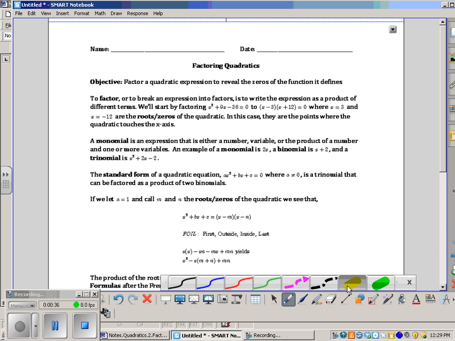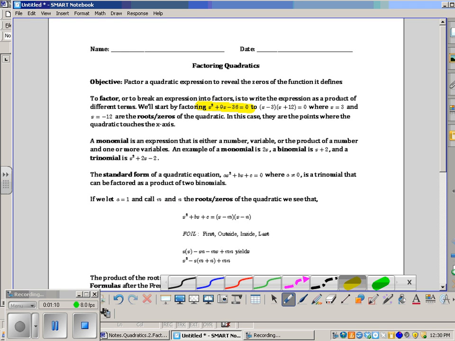Factoring basically means if you take an equation like here, x squared plus 9x minus 36, and you break it into terms. So it says here to factor is to break an expression into factors, which means to write the expression as a product of different terms. So the factors in this equation that I just highlighted would be x minus 3 times x plus 2. We'll be doing a bit of foiling, or sometimes I like saying expanding. And yeah, so we're going to be doing a lot of factoring.